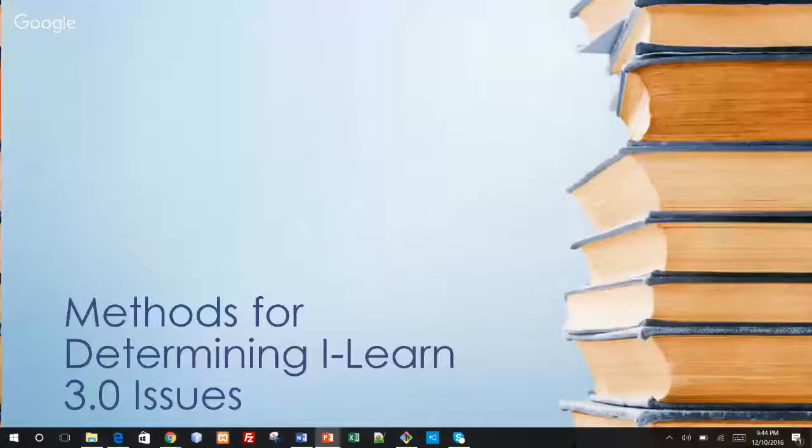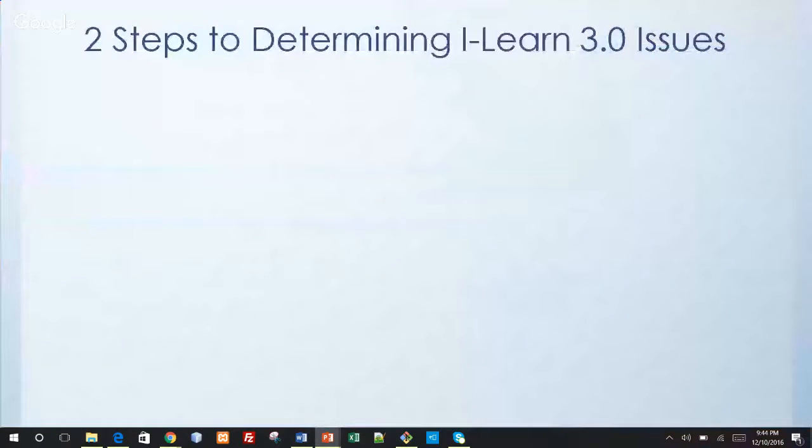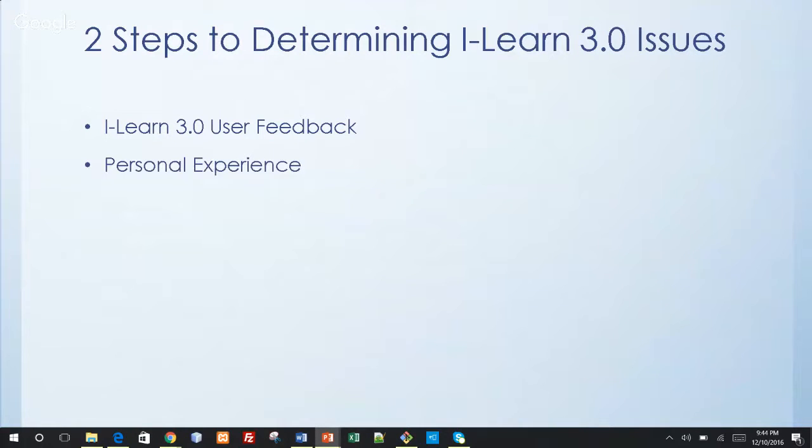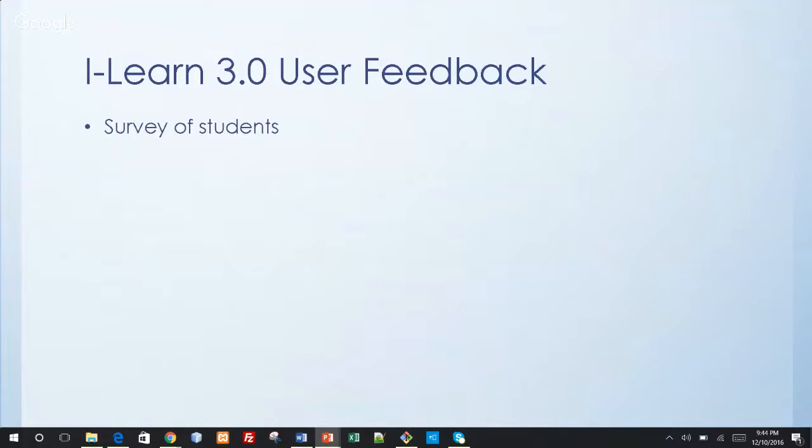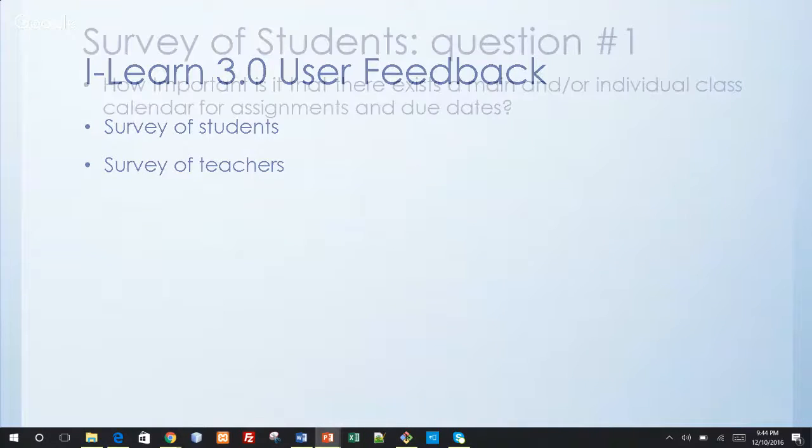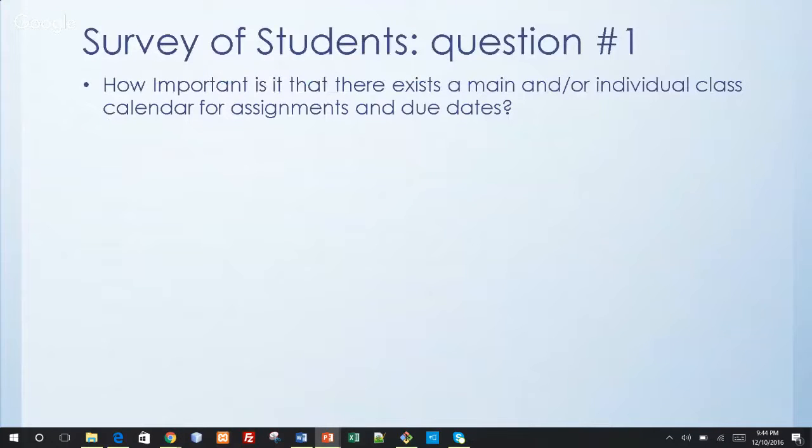So our methods for determining the iLearn 3.0 issues are, there are 2 steps we use in determining the issues. First, as I said earlier, our users' feedback through surveys and the personal experiences of the authors of this report. So the feedback, survey of students, and a survey of teachers. A survey of students had 5 questions. The 5th question was actually a comment section. So question number 1. How important is it that there exists a main and/or individual class calendar for assignments and due dates?